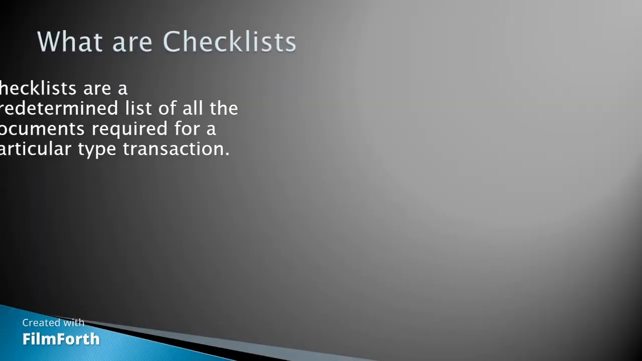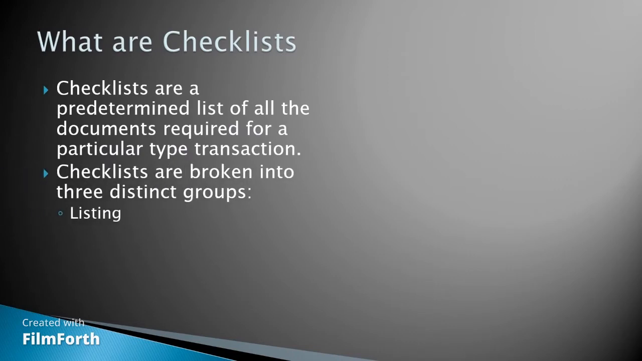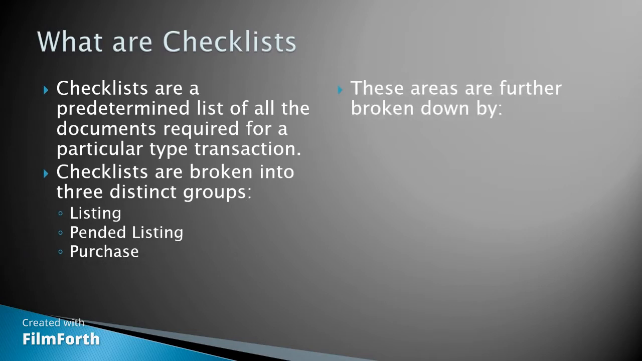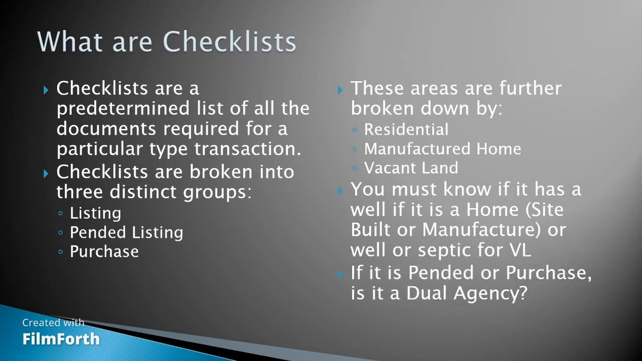Checklists are a predetermined set of tasks and documents for every different type of transaction you'll encounter. They're broken into three main groups: listing, listing pending, and purchase. They're further broken down into site built, manufactured home, and vacant lot. You also need to know whether it has a well or a septic, and whether it's going to be a dual agency.